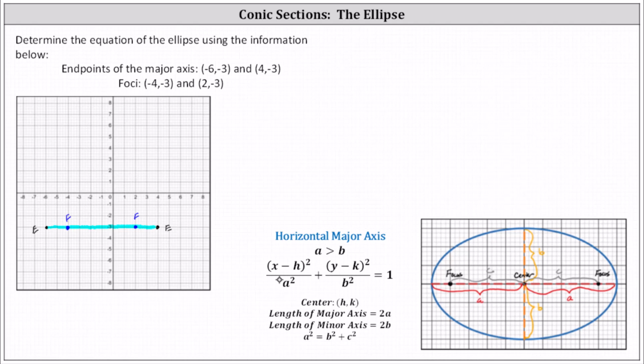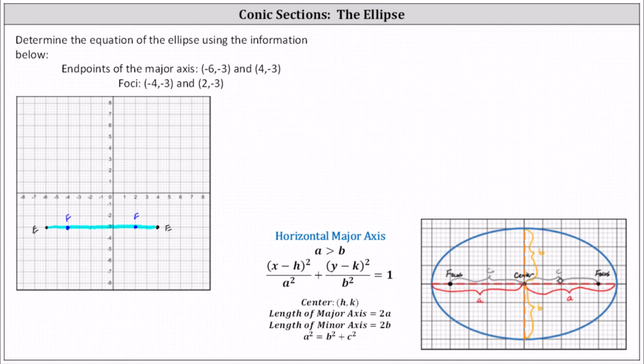The center is (h, k). The length of the major axis is 2a. The length of the minor axis is 2b. And a squared equals b squared plus c squared, where a is the distance from the center to either endpoint of the major axis, b is the distance from the center to either endpoint of the minor axis, and c is the distance from the center to either focus.